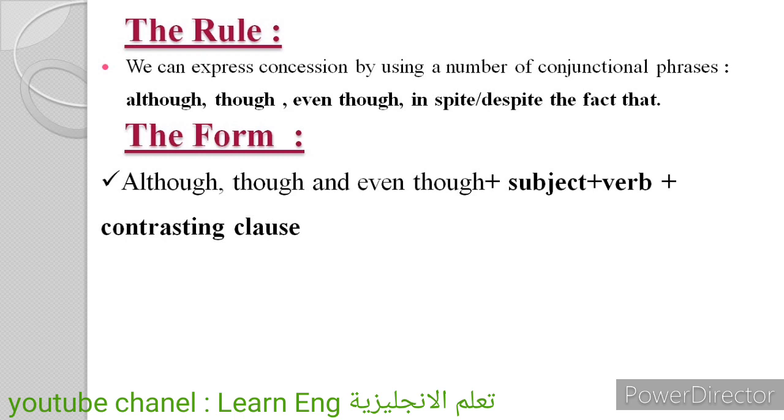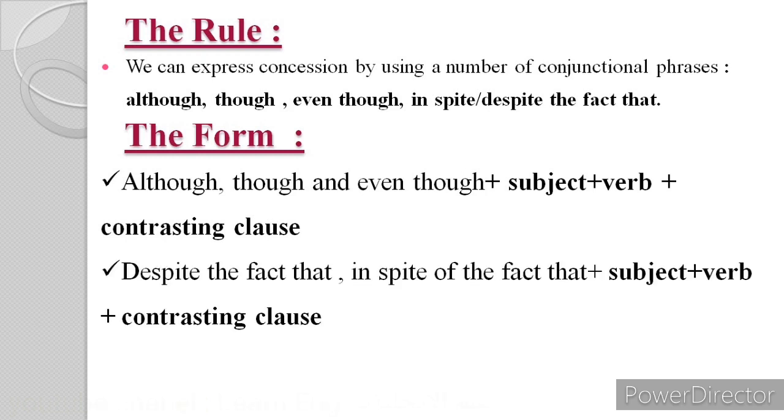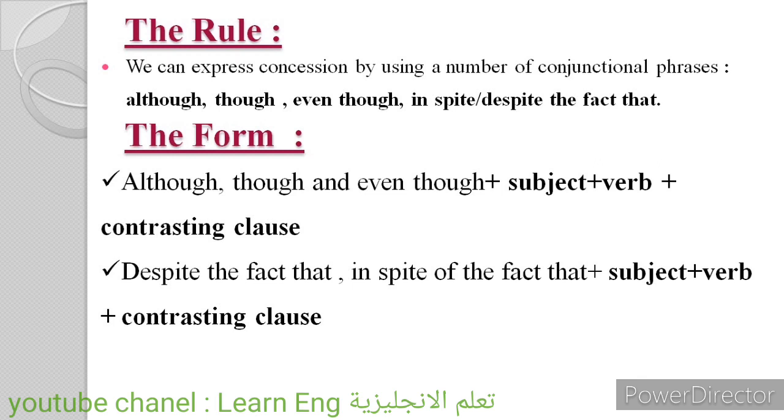We have although, though, and even though, plus the subject, plus the verb, plus the contrasting clause. After this word we must use a subject, and after the subject we use the verb, and after the verb we use the contrasting clause. Okay? Like we have seen. The same thing for in spite of the fact that and despite the fact that. All these words have the same form. The connector plus the subject plus the verb in the first clause, and the second clause must be the contrasting clause.